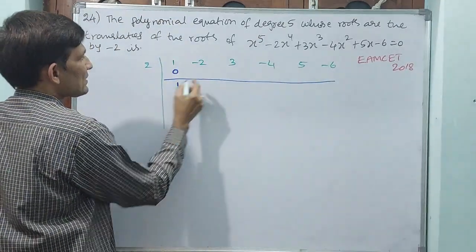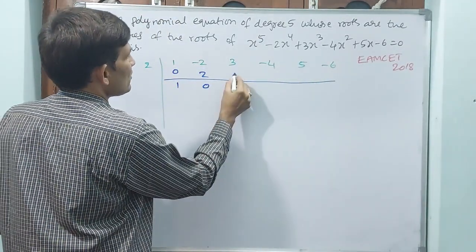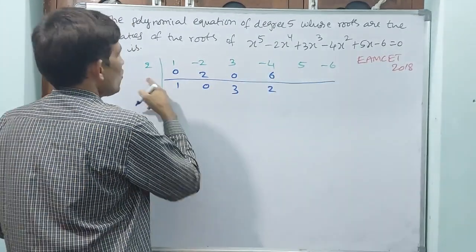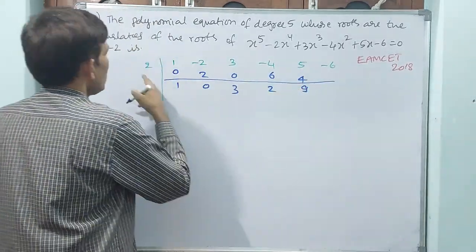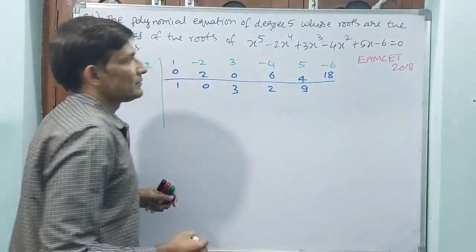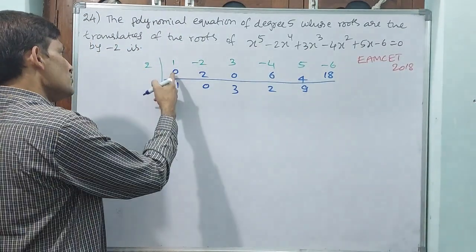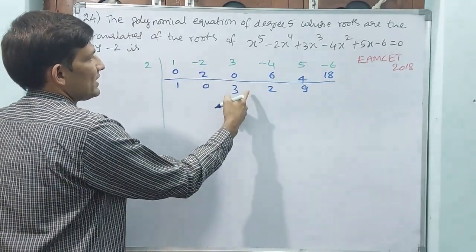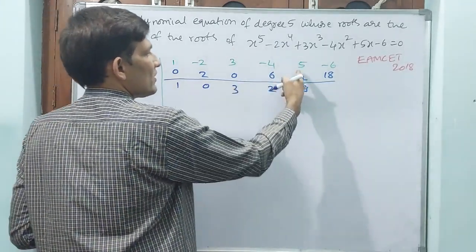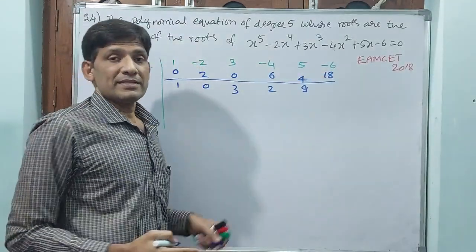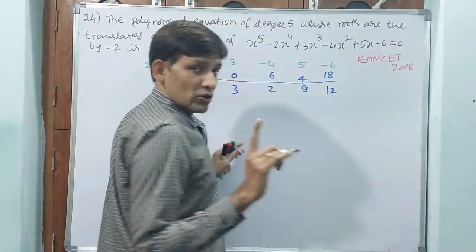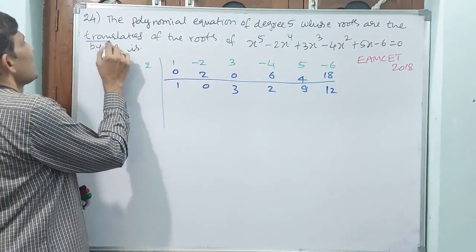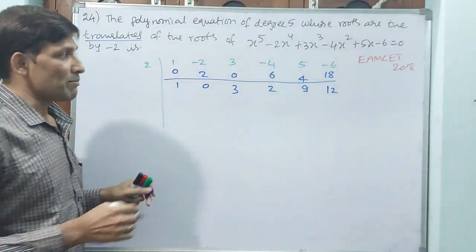1 plus 0, 1, 2 ones are 2, minus 2 plus 2, 0, 2 into 0, 0, 3 plus 0, 3, 2 into 3, 6, 6 minus 4, 2, 2 into 2, 4, 5 plus 4, 9, 2 into 9, 18. So 0, 1, 2, 0, 0, 3, 6, 2, 4, 9, 18. 18 minus 6, 12. For the ordinary method 0 will come, but here, as these are translates, 0 will not come, but you round it.